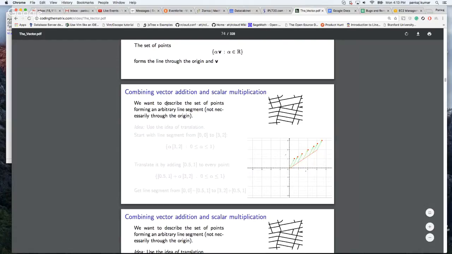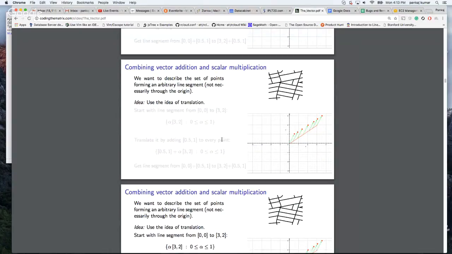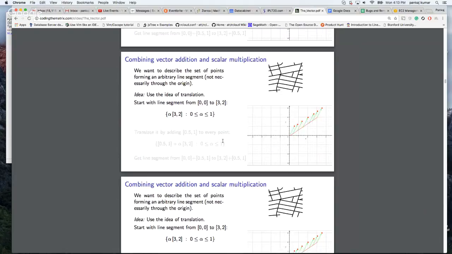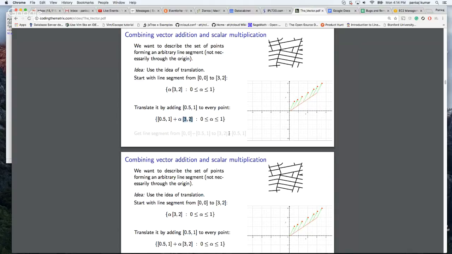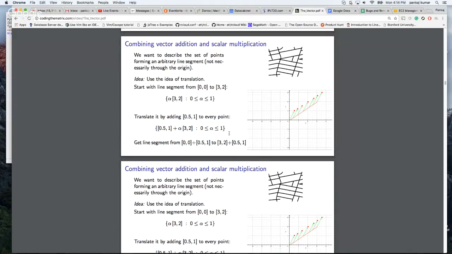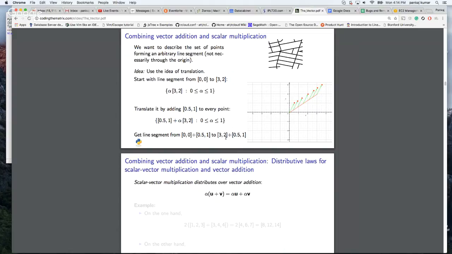But if you combine vector addition and scalar multiplication, then you can get all possible lines, even those which do not pass through origin. So for example, let's go here. This will represent a line going from (0.5, 1) in the direction of the vector (3, 2). So that's the vector addition and scalar multiplication. Combining vector addition and scalar multiplication, you can also get lines. So that's about it for scalar multiplication.